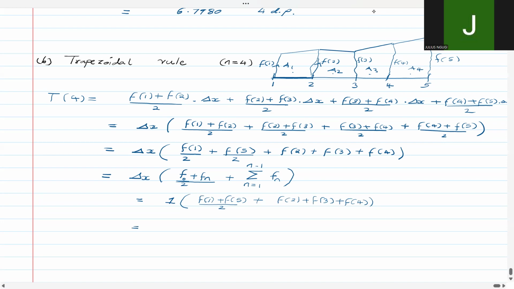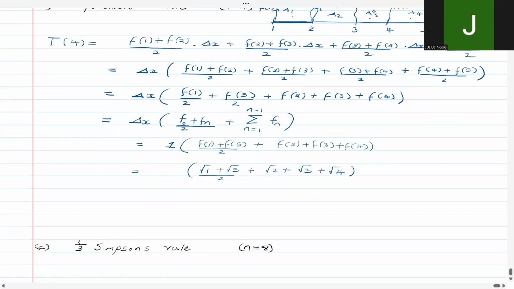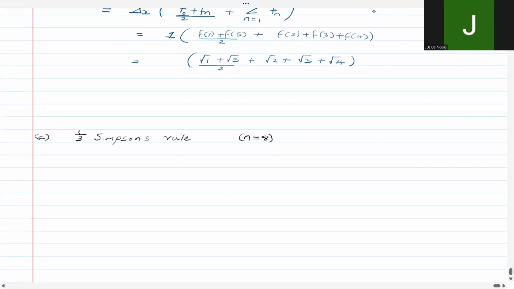So this is now a matter of putting them in the function. f at 1: plug in 1 in the function, the square root of 1, which is 1, plus the square root of 5, divided by 2, plus f at 2, that's square root of 2, plus f at 3 is square root of 3, plus f at 4 is square root of 4. And then using a calculator, we find that this answer equals 6.764.